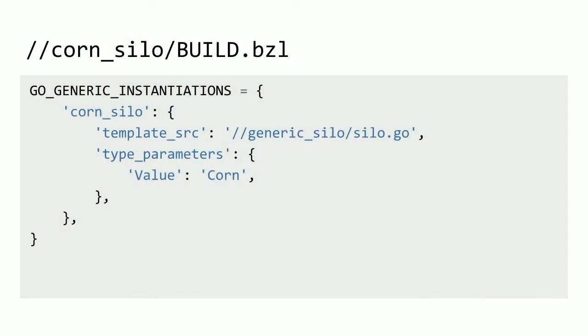So if you want to have a corn silo, you would go and write a build.bzl file in your corn silo package. And it would have this special dictionary called Go generic instantiations. And you see it has a corn silo key, and that has a template source. So maybe you can see where this is going. And the template source is something called generic silo.silo.go. And then there's some type parameters. So the value is going to be corn instead.